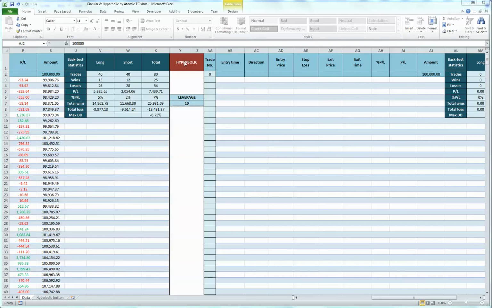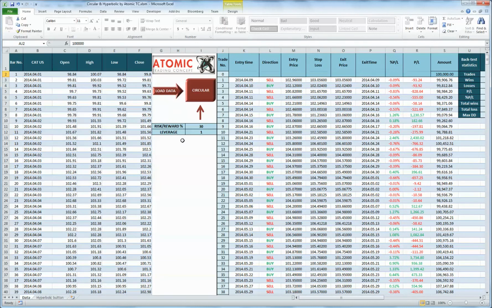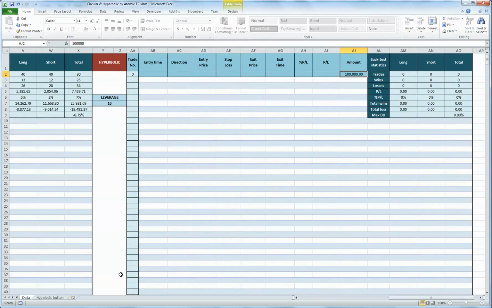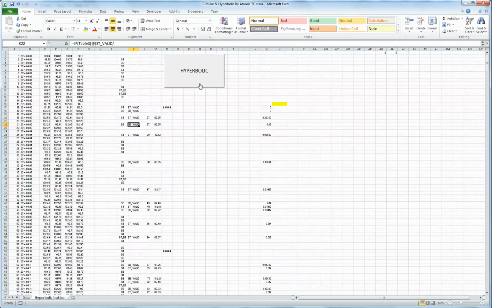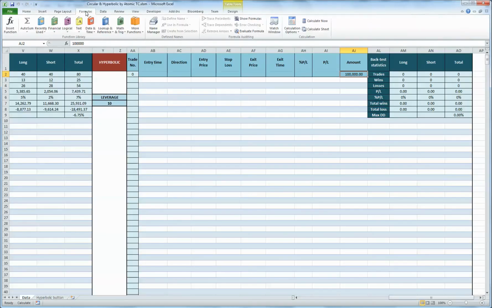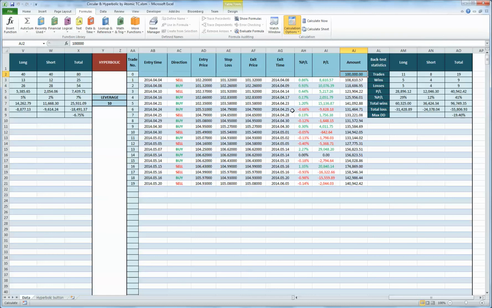Hyperbolic indicator is a trend follower indicator, and to calculate its recommendations, you need to click the Load Data arrow-shaped button. If you already calculated circular, you don't need to click this button. Go to the Hyperbolic button sheet and click on the hyperbolic button. Go back to the data sheet and in formulas, calculation options, set it on automatic again. This will load all the trades given by the hyperbolic indicator and also short backtest statistics of these trades.